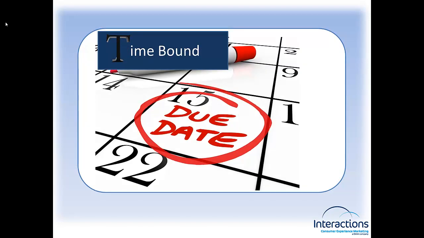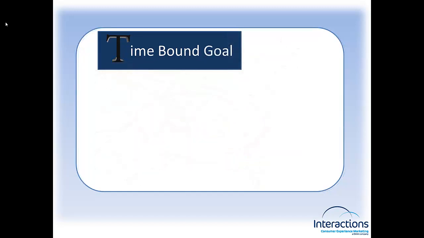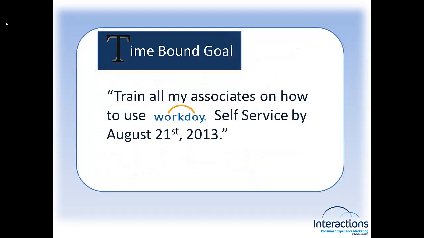Now let's move on to the last letter, T. T is for time bound. It is best to establish a time frame or target date for the completion of each task of the goal. Determine how long you will give yourself to reach this goal, either in days, weeks, or months, or set up a specific date. For example, a time-bound goal would be, train all my associates on how to use Workday self-service by August 21st, 2013.